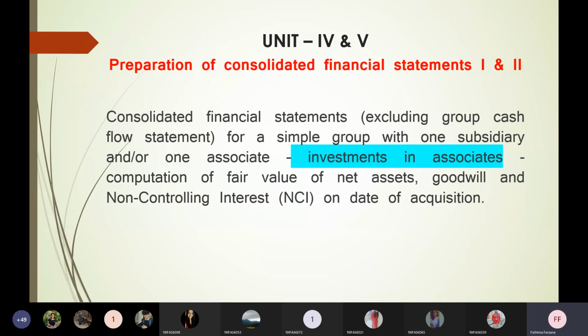And you'll be having computation of fair value of net assets, goodwill, non-controlling interest on date of acquisition, as well as a mix of Unit 4 and 5, as I said already. Okay, so let us start.